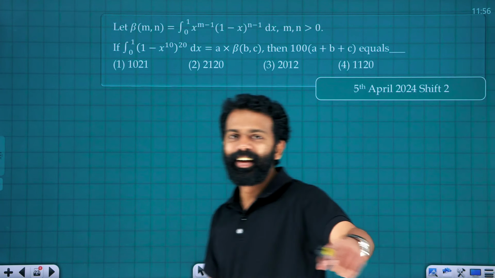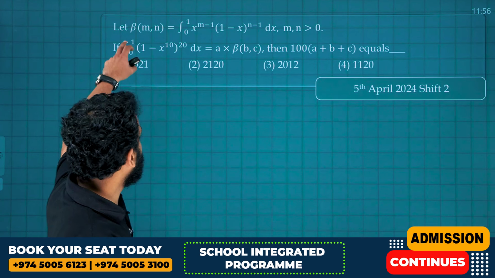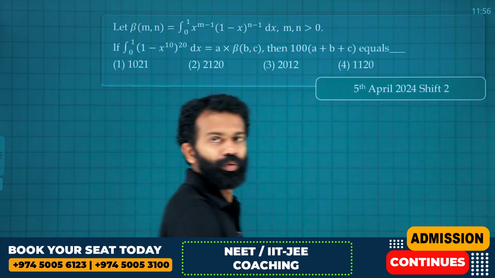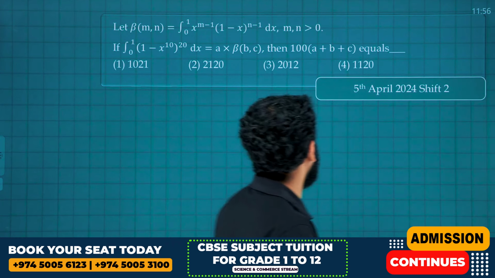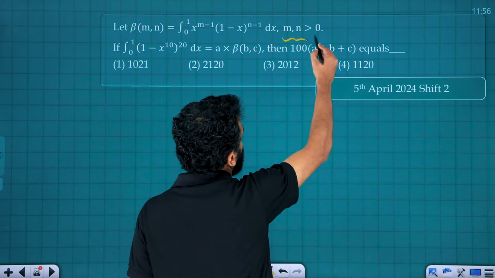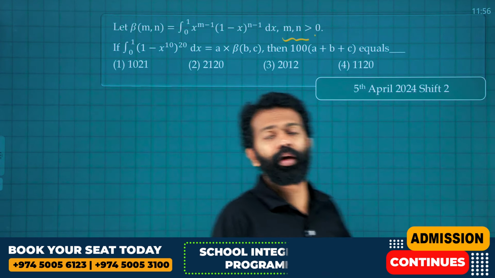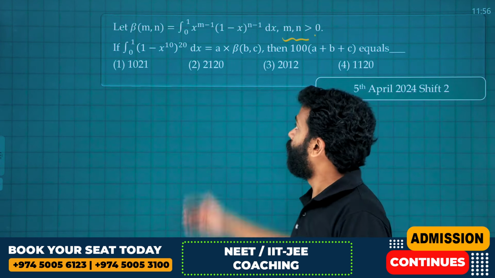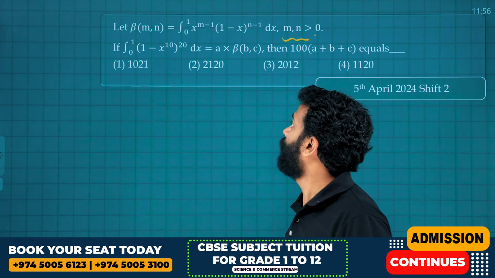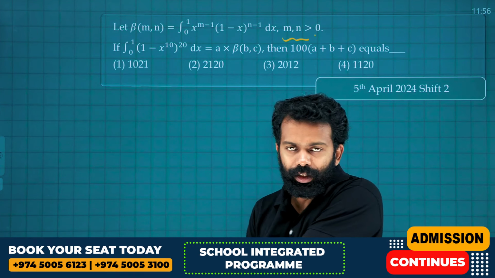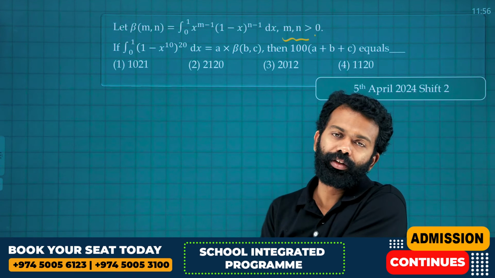Yes. It is given that beta of m, n is equal to the integral from 0 to 1 of x raised to m minus 1 into 1 minus x, the whole raised to n minus 1, dx, where it is given that m, n is greater than 0. And it is given that the integral from 0 to 1 of 1 minus x raised to 10, the whole raised to 20, into dx is equal to a into beta of b, c. You need to find the values of a, b, c, sum them up and multiply by 100. That's all you need to do here.